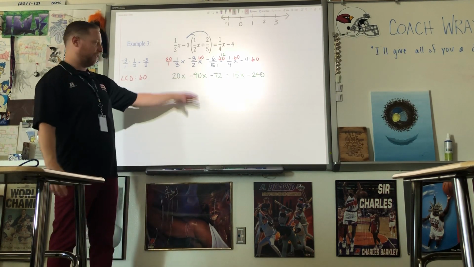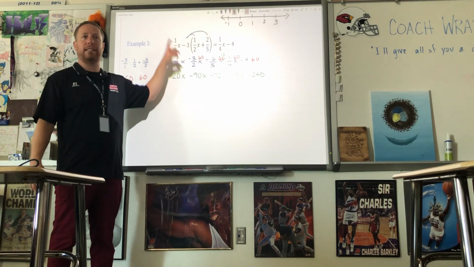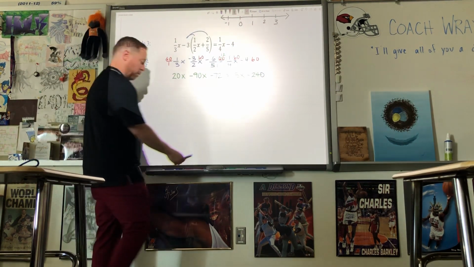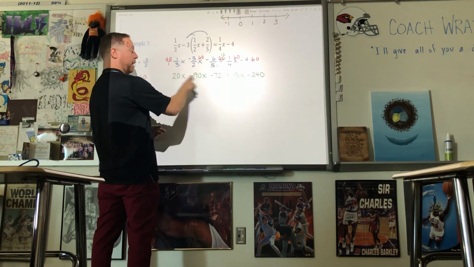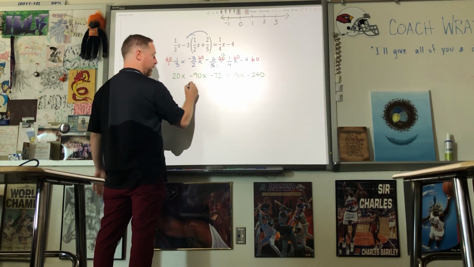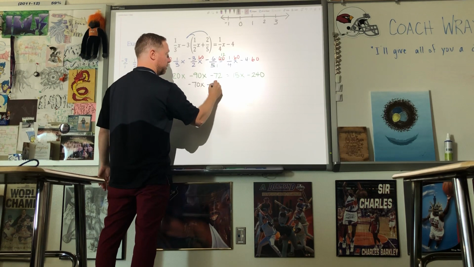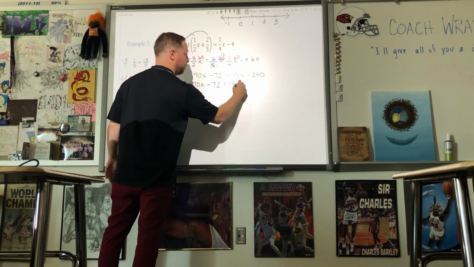I'm going to work a little faster from this point down because this is now exactly like example 1, where the next thing I'm going to look for is, can I combine like terms on either side? And over here I can. 20x and negative 90x is negative 70x. Bring everything else down.